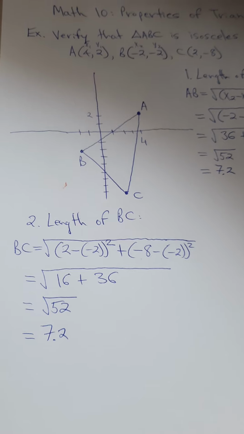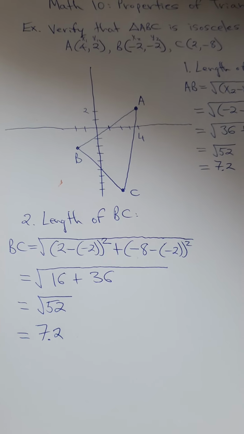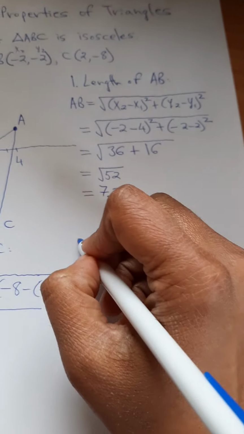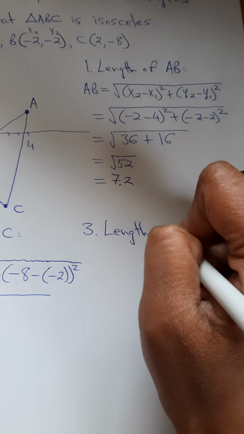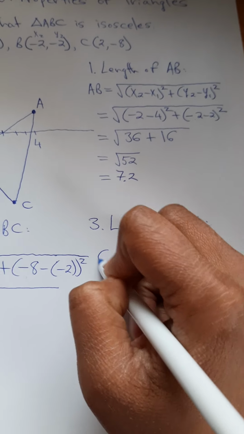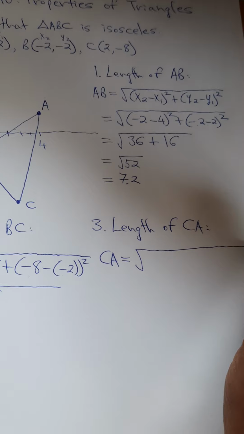Now remember not to just find the length of two sides. I want to make sure I'm finding the length of all three sides in this case. So we have some room here. Let's do the length of this last side. So the length of side CA. And I do want to make sure I find the length of this last side.